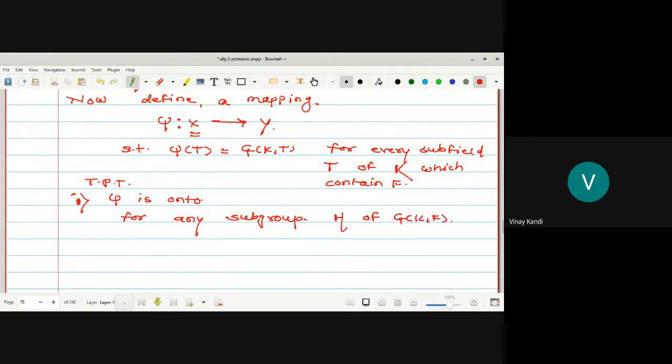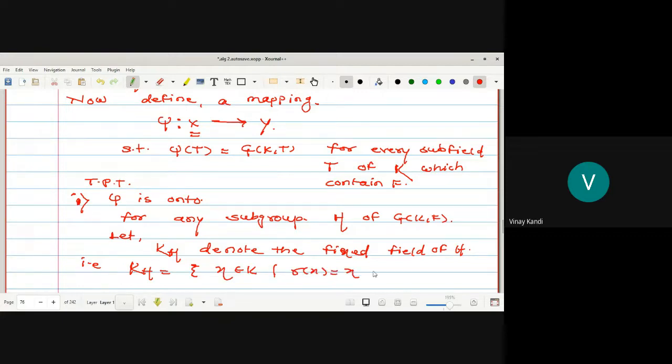let KH denote the fixed field of H. Suppose H contains sigma 1, which leaves every element fixed. So KH denotes the fixed field of capital H. That is, the set KH is: x belongs to K such that sigma of x is equal to x for all sigma belonging to H. Is it correct?